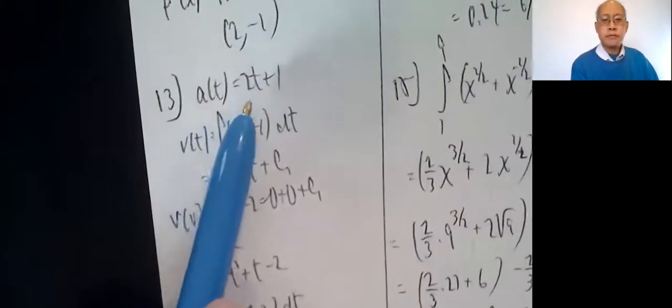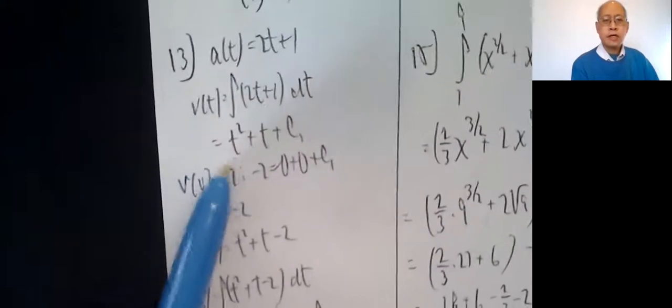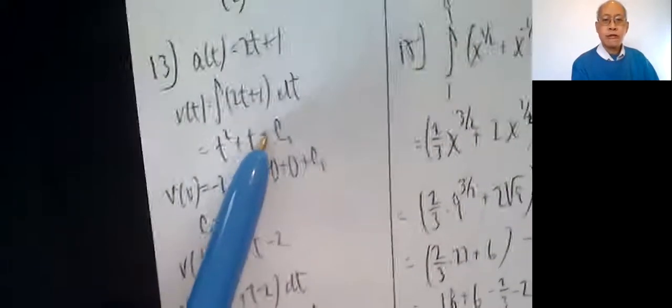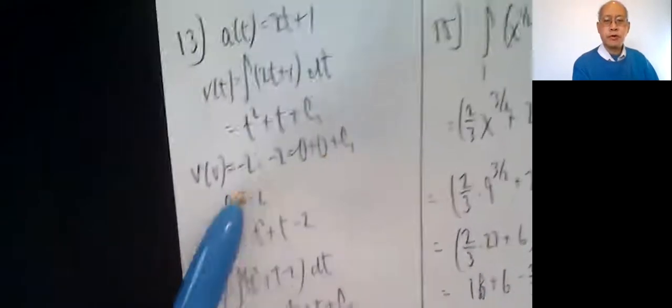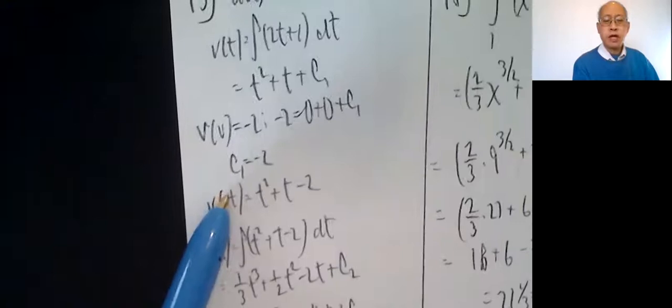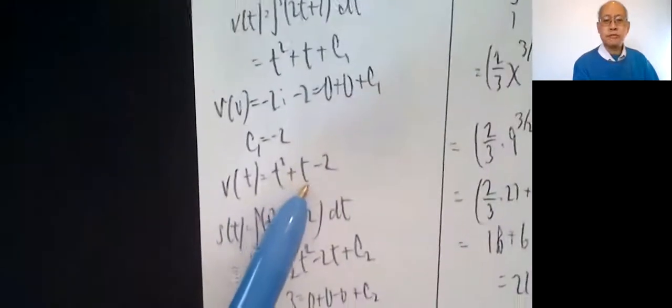13, a of t is 2t plus 1. So you integrate: t squared plus t plus c1 for the velocity. v of 0 is -2. -2 is 0 plus 0 plus c1. So c1 is -2. So the velocity function is t squared plus t minus 2.